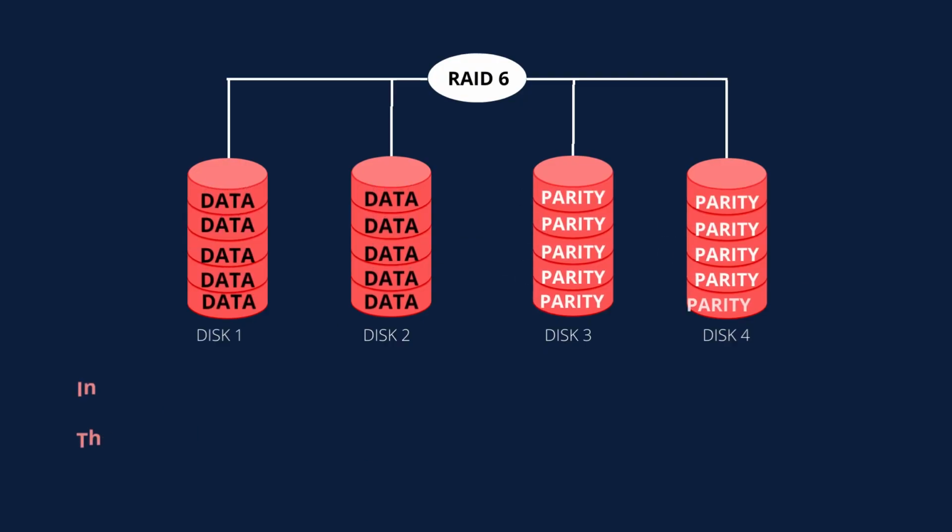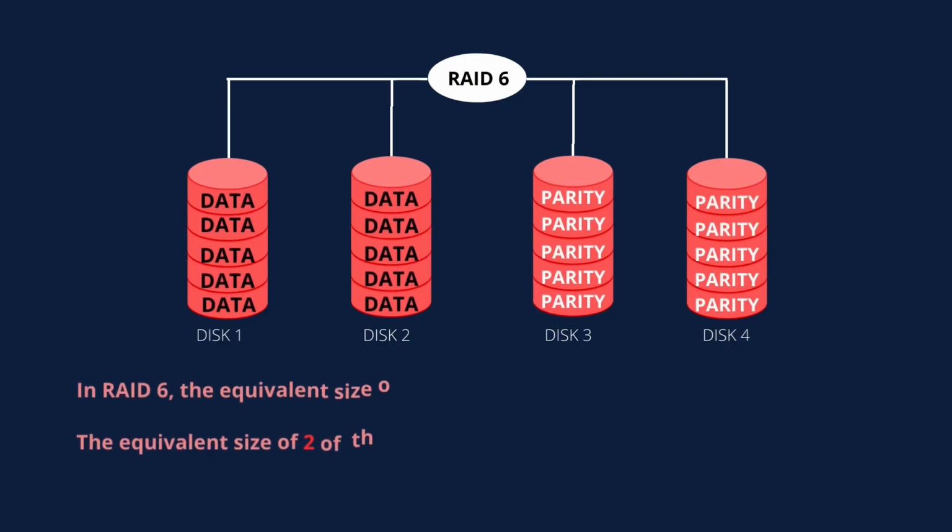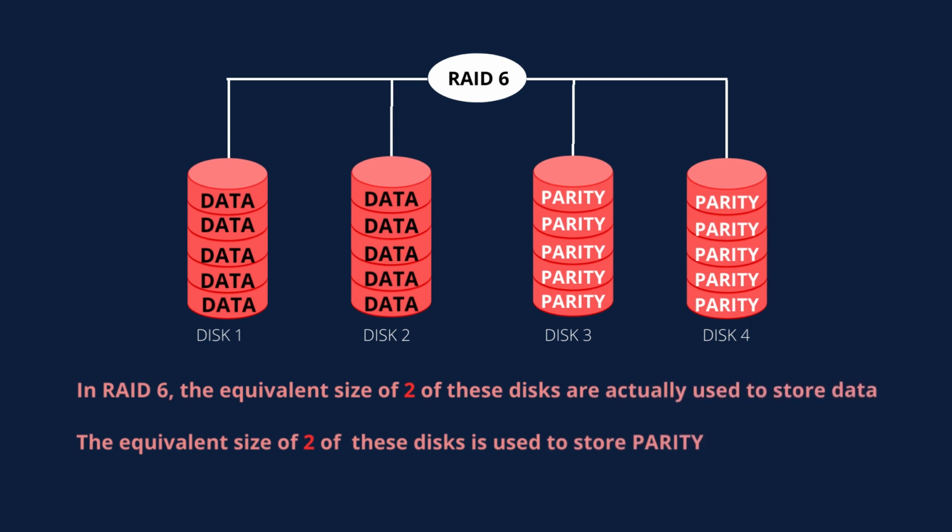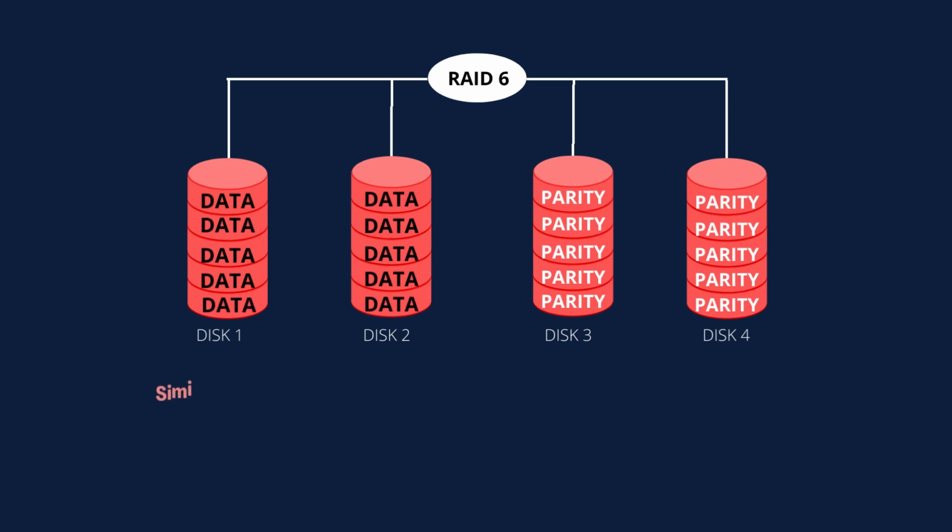In RAID 6, the equivalent size of two of these disks is actually used to store data, and the equivalent size of 2 of these disks is used to store parity. RAID 6 performance is similar to RAID 0 for read and significantly lower than RAID 5 for write.